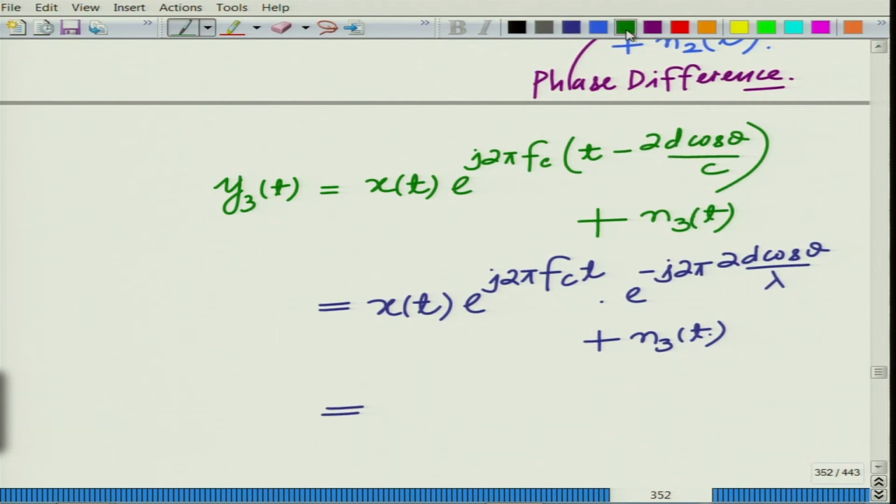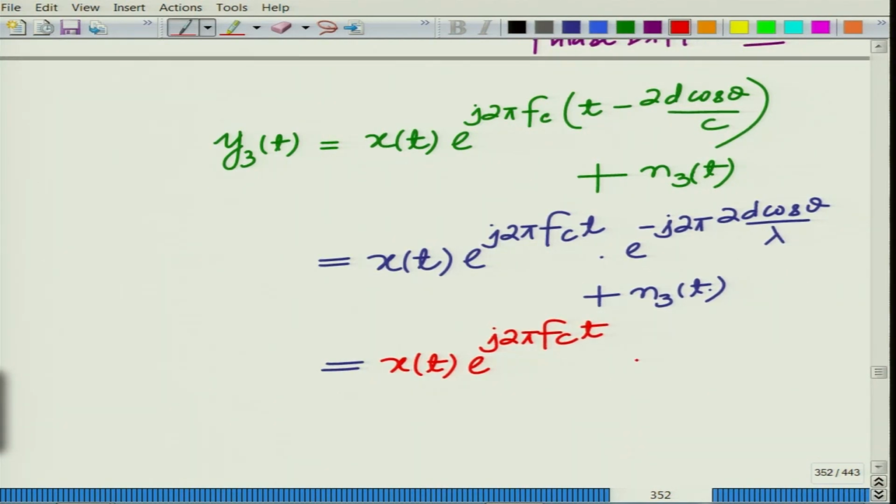Which is essentially equal to x(t) e^{j2πf_c t} times e^{-j2k d cosθ}, right. This is 2d cosθ over λ, so this will be 2k cosθ, plus n3(t) and so on.